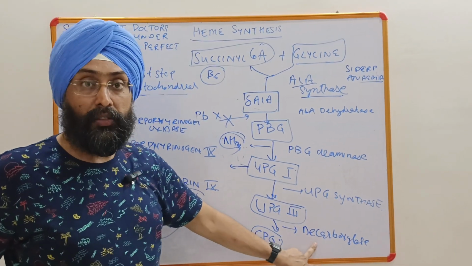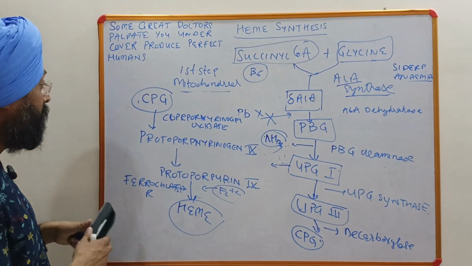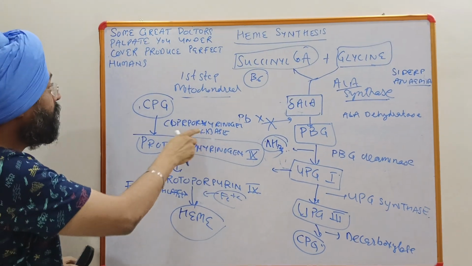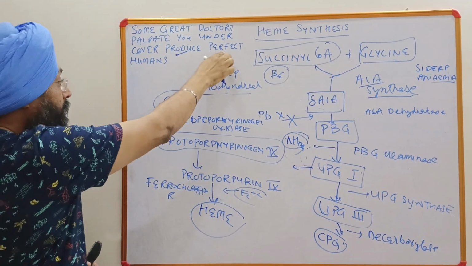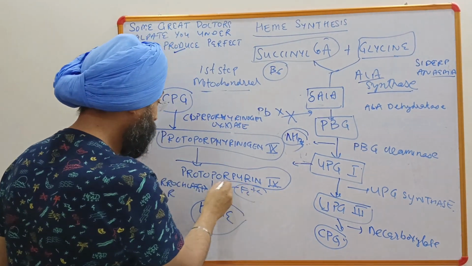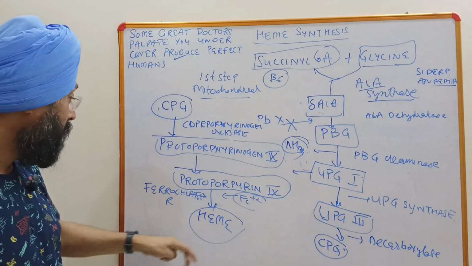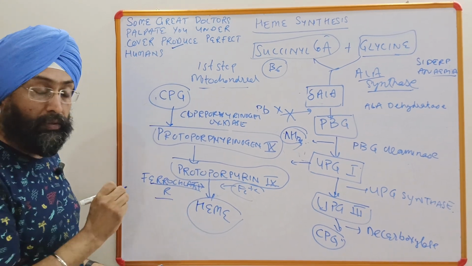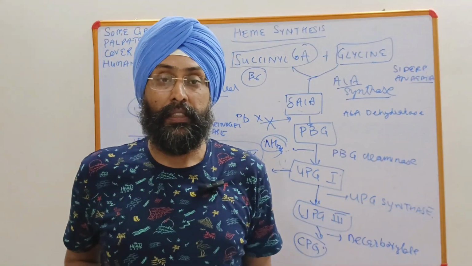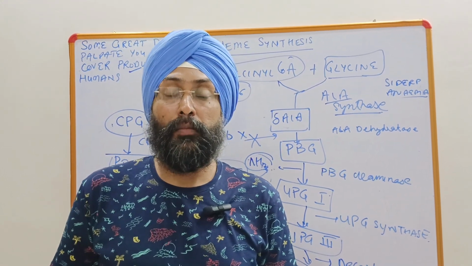coproporphyrinogen by a decarboxylation reaction. The carbon dioxide is removed. From coproporphyrinogen we will get protoporphyrinogen 9, right, by an oxidase reaction. And next, P is for protoporphyrin 9, right? And from this we will finally form humans, that is heme. The ferrochelatase reaction is involved, and Fe2+ is added, and finally the proper heme is synthesized. So that finishes our heme synthesis, and in the next video we'll discuss porphyrias in detail.